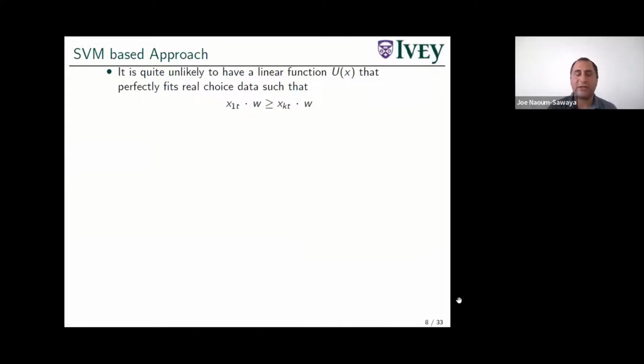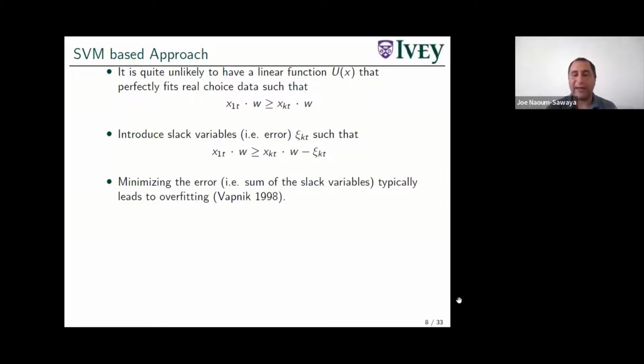Well, it's quite unlikely to fit all these constraints. So probably now you are seeing where this support vector machine idea comes in. It's quite unlikely to have this constraint strictly enforced for a linear function. So we would like to introduce a slack that allows us to have some errors in the data, because we cannot really meet all these constraints. Minimizing the error, or finding a function that minimizes all these errors, leads to overfitting. So that's the main driver for the support vector machine models.